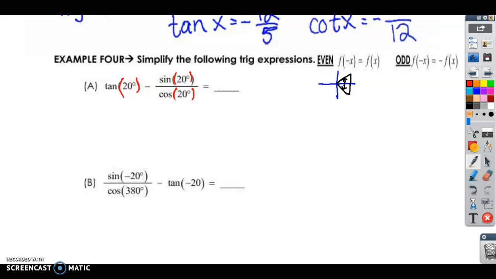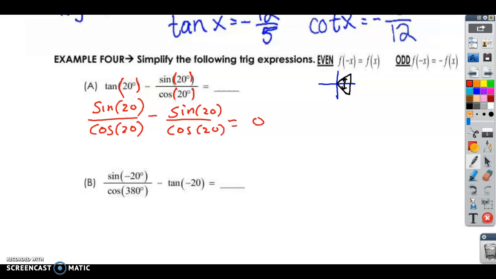Tangent, we know, is sine over cosine. So I'm just going to rewrite the tangent as the sine of 20 degrees over the cosine of 20 degrees. Well, now I have the sine of 20 degrees over the cosine of 20 degrees minus the same exact thing. Well, that just equals 0. Done.